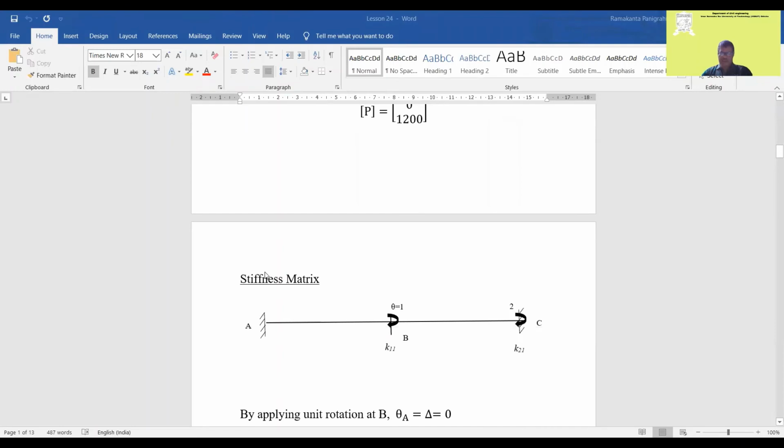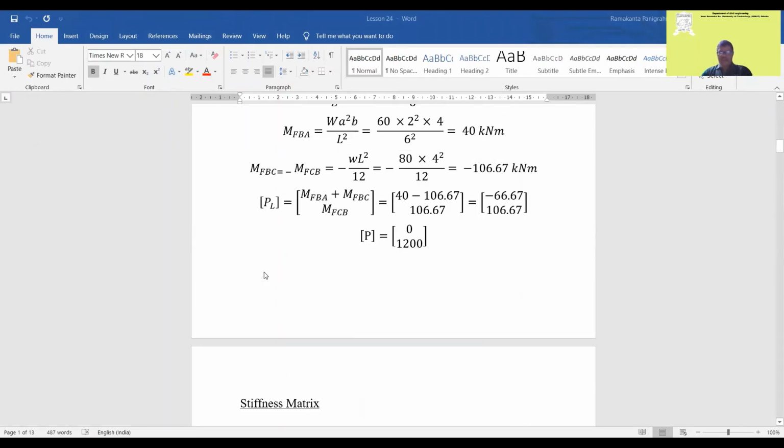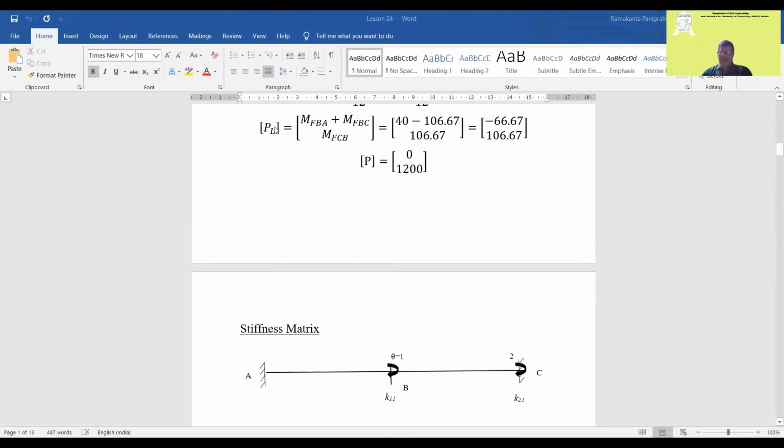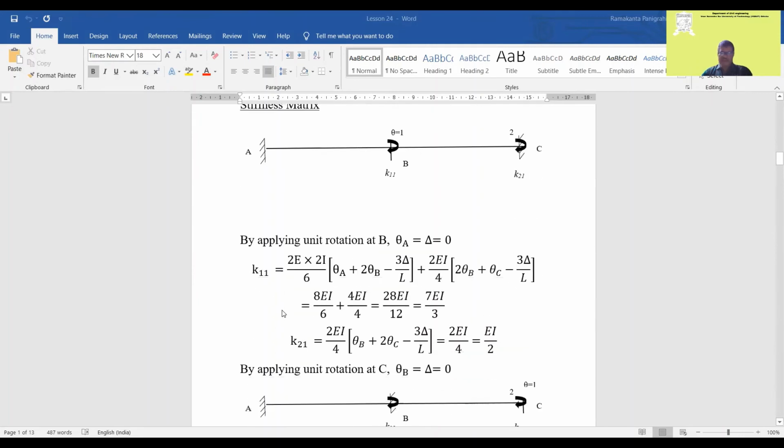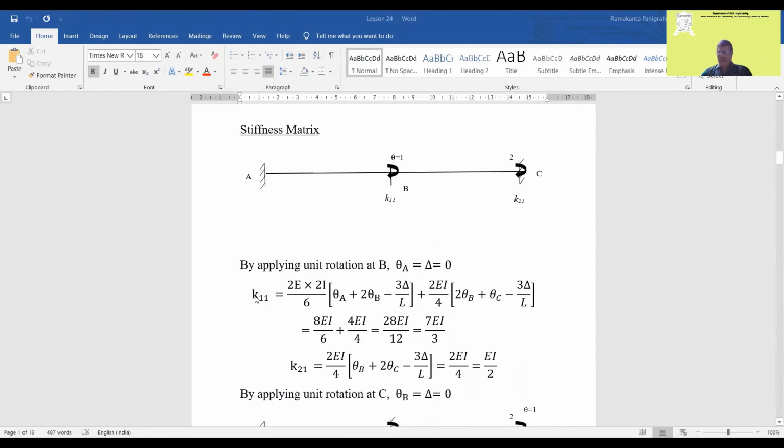Now let us see. Next we will develop the stiffness matrix. We developed P and PL. Let us next develop the stiffness matrix. How to develop the stiffness matrix for ABC? Now here the problem is that this is 2I, if I am correct, this is 2I and this is I. We have to now incorporate the I value. Earlier it was I and I, so it was very easy to directly calculate the values.